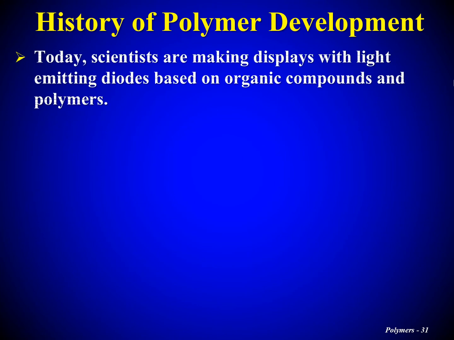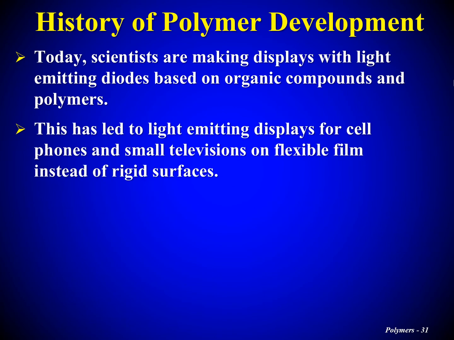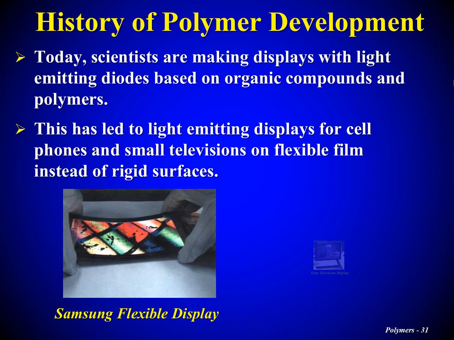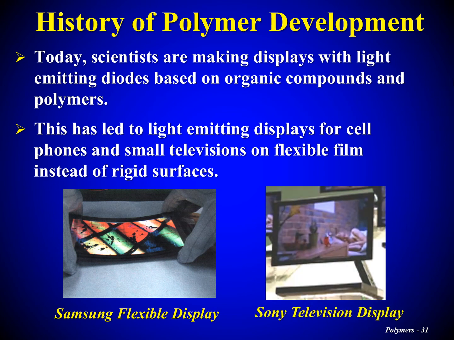The development of new types of polymers is continuing. Today, scientists are making displays with light-emitting diodes based on organic compounds and polymers. This has led to light-emitting displays for cell phones, and small televisions on flexible film instead of rigid surfaces. These photos show a Samsung flexible display, and a Sony television with a thin film display.